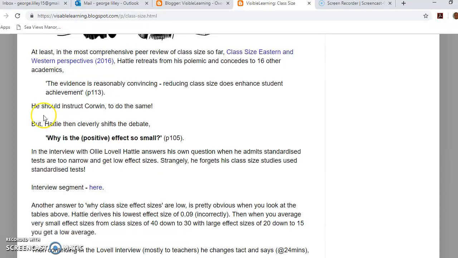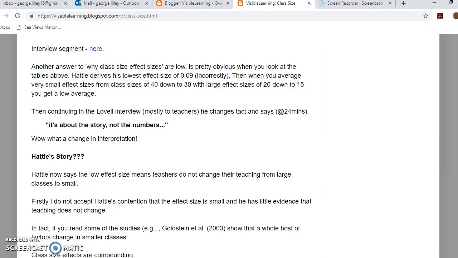But Hattie does a clever twist in that paper. He then changes the frame of reference to, why is the positive effect size so small? And then in the interview with Ollie Lovell in 2018, he indirectly answers his own question when Lovell presents Hattie with a bit of a problem, the US Education Department's benchmark of effect sizes that show low effects for older students. Hattie criticizes those results, saying that they use standardized tests, and standardized tests are too narrow and they get low effect sizes. But strangely, Hattie forgets that his class size studies use standardized tests. And then another reason why the effect size is low is because of Hattie's averaging.